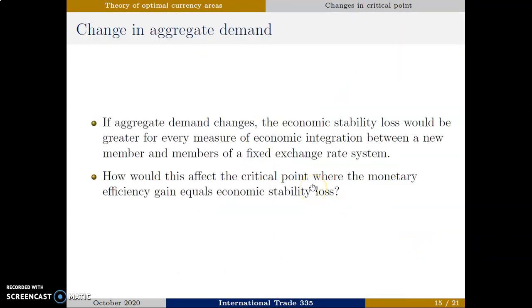We can also expect changes in this optimal point, like when there's a change in the aggregate demand in the country joining. If aggregate demand changes, the economic stability loss would be greater for every measure of economic integration between the new member and the existing members of a fixed exchange rate system. How would this affect the critical point where the monetary efficiency gain equals the economic stability loss?